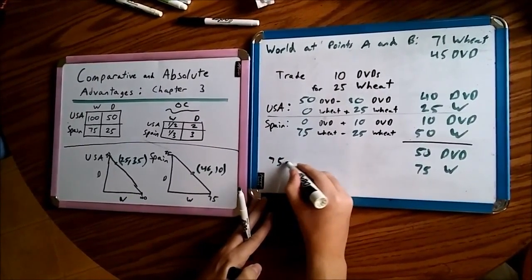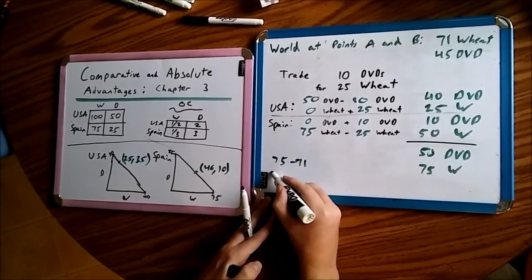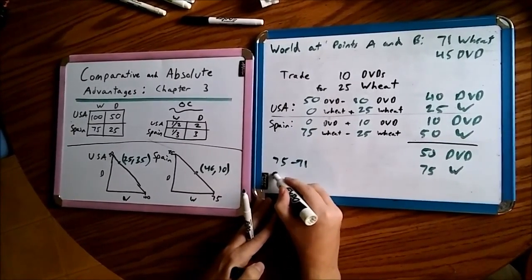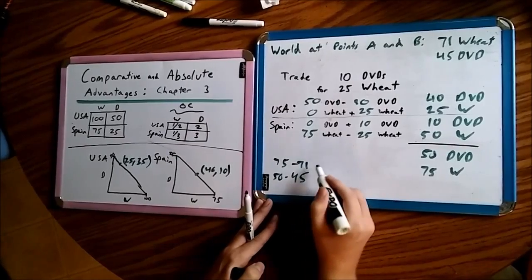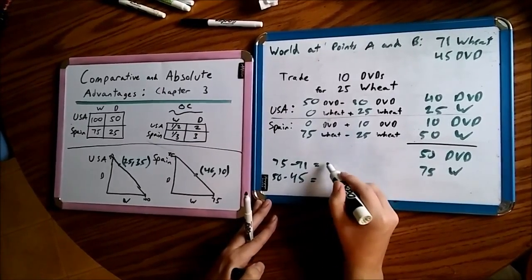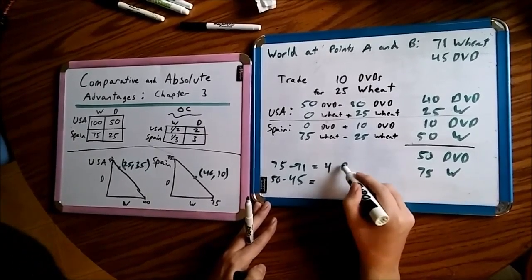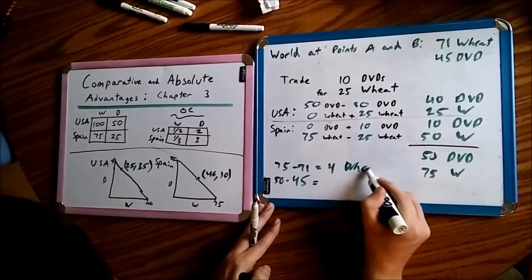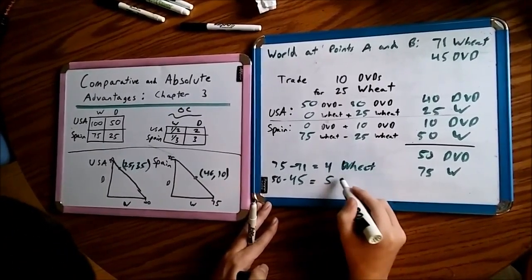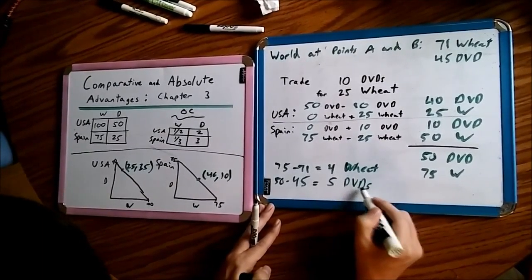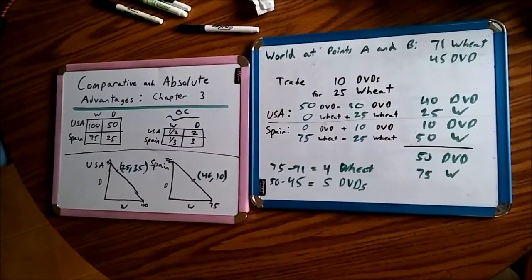So from a world standpoint, you're actually producing more. Because of specialization, we're gaining 4 bushels of wheat and 5 DVDs as a whole because of specialization.